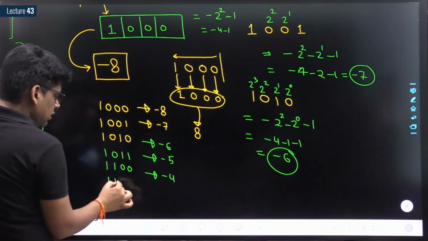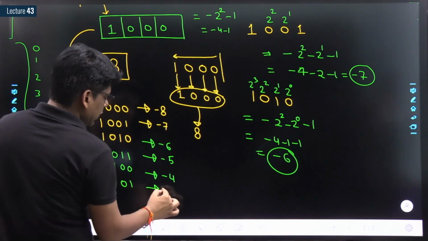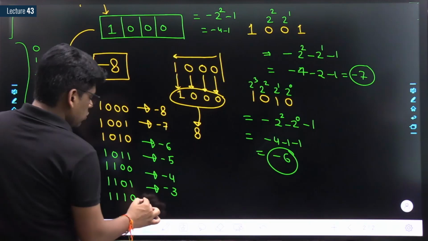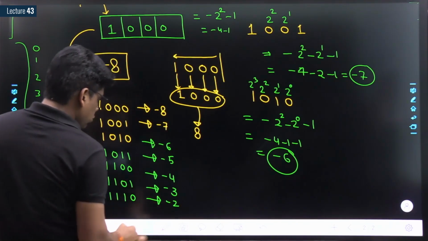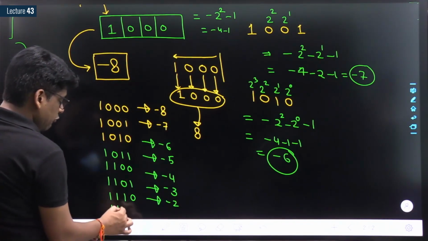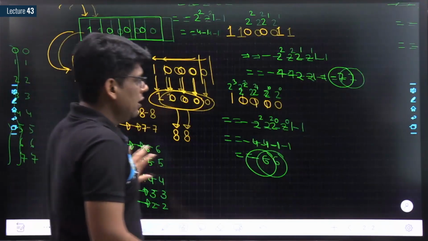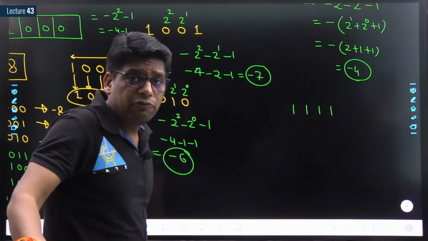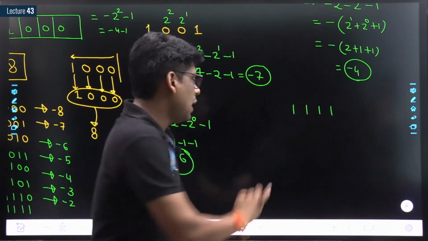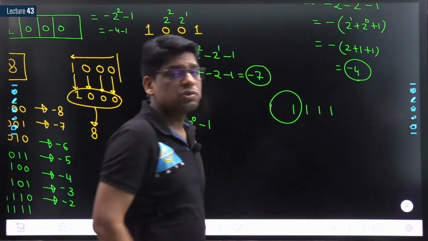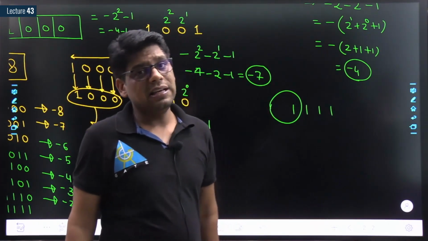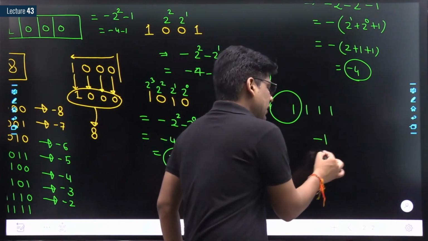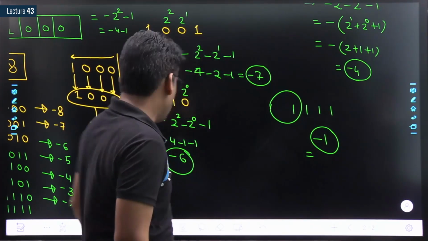Similarly, if you ask me 1, 1, 0, 1, you can calculate. Sir, it will be minus 3. 1, 1, 1, 0. It will be minus 2. Sir, 1, 1, 1, 1. Let me calculate this. Is it in 2's complement form? Yes, it is in 2's complement form. How do you know that? By looking at the first bit. Can we find out the value directly? Yes, just focus on zeros. Is there any zero? No, sir. Put an extra minus 1. So what is the value? Minus 1.